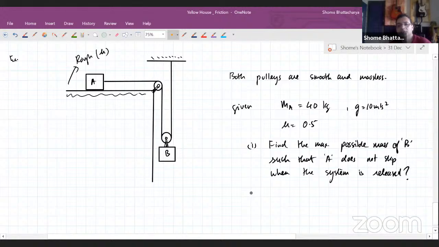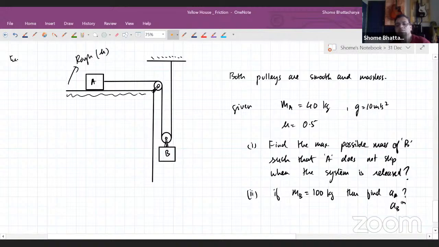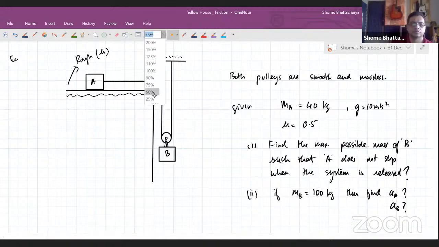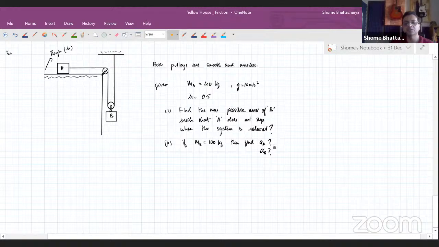And secondly, if the mass of B, instead of this maximum value which you calculated in the first part, is 100 kg, then find the acceleration of A and the acceleration of B. When you do the first part, you'll understand that in the second part, because the mass is 100 kg, the system will definitely accelerate. So now you have to find out how much that acceleration is. So just work this question out quickly.